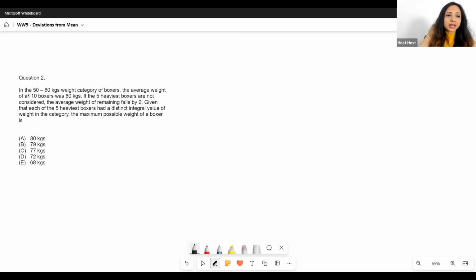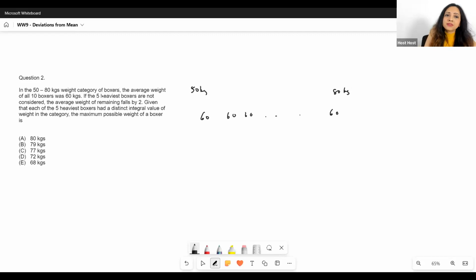So in the 50 to 80 kgs weight category of boxes, the first thing that tells me is that there is a lower and an upper limit. So there is a 50 kg lower limit and an 80 kg upper limit to the actual values. The average weight of all 10 boxes was 60 kgs. Now, the moment I say average was 60, what has to come to my mind? It has to be 60, 60, 60, and so on, right? This is what I'm imagining now.